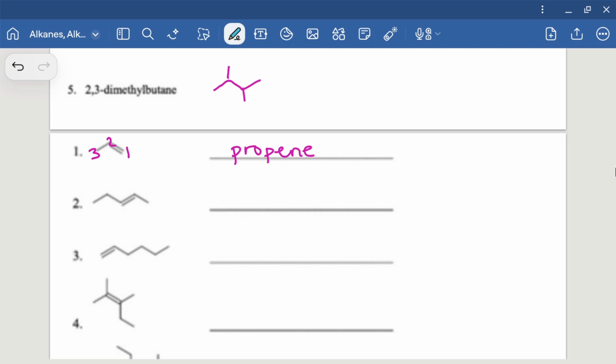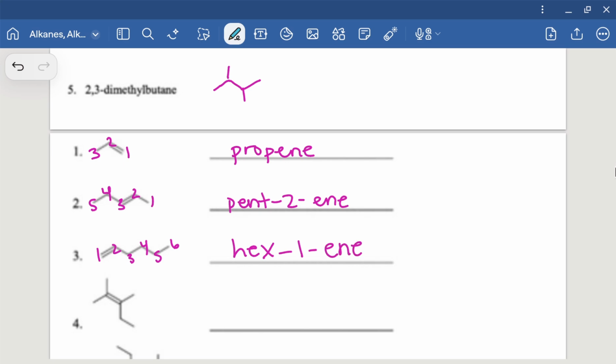The next one, numbering, this one for sure has to be from right to left. And your double bond is between 2 and 3. So this is pent, and then 2, ene. This next one, 1, 2, 3, 4, 5, 6, numbering from left to right to give the smallest number possible for your double bond. And that's 6 of them, so hex, 1, ene.